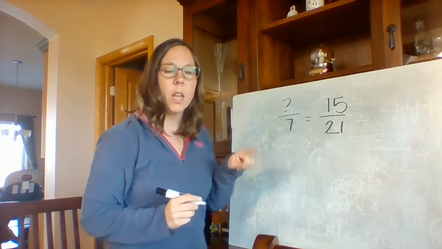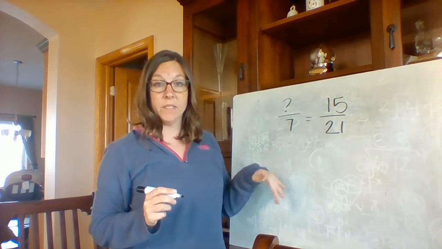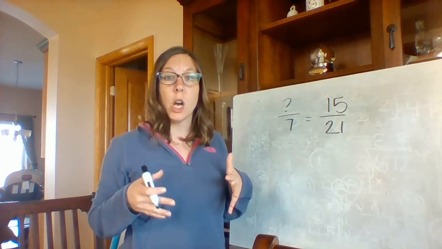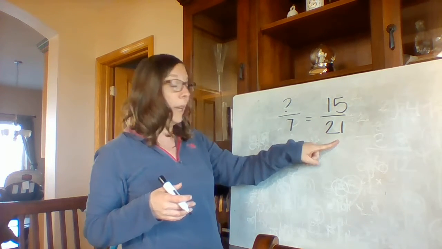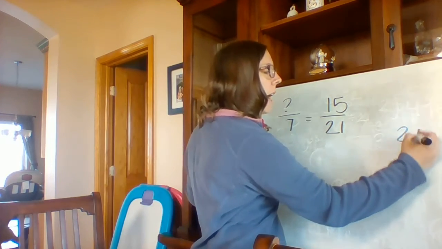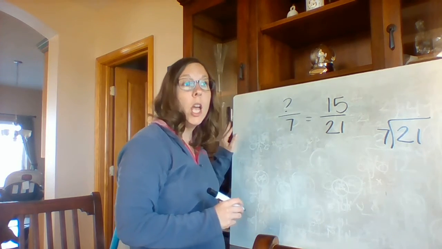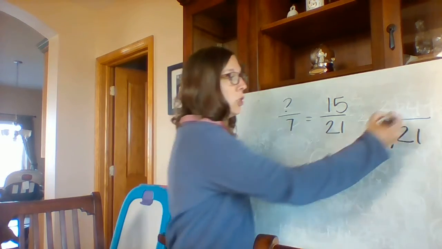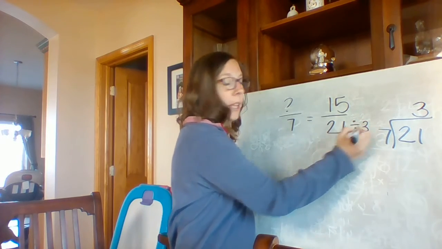Okay, so here we go. We don't know something over 7 equals 15 over 21. So something over 7 equals 15/21. So again, because we have to figure out the first one, we're going to divide. So we know bigger to small, we have to divide. So I have to figure out how many times does 7 go into 21. If you don't know, use your resources. 7 times 3 is 21. So I know I have to divide by 3.